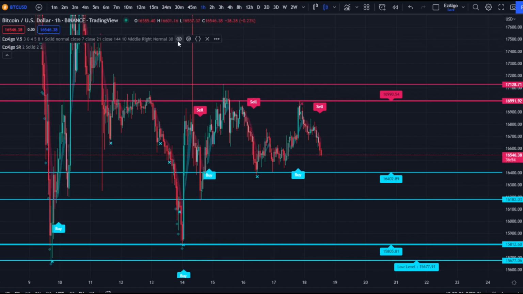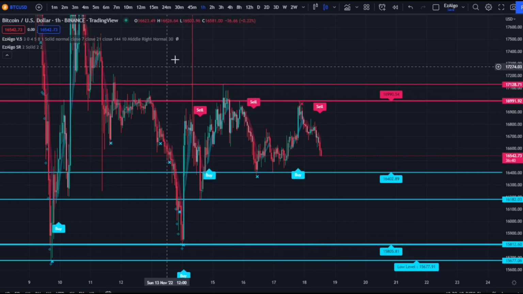I do like to use EzAlgo V5 to help with some more confirmation, right? As you can see, that was a swing failure of this level, and we got that mild sell signal. That's confirmation for me, right? Again, we have this mild buy signal right at support. So you can use EzAlgo to help you confirm these trades.